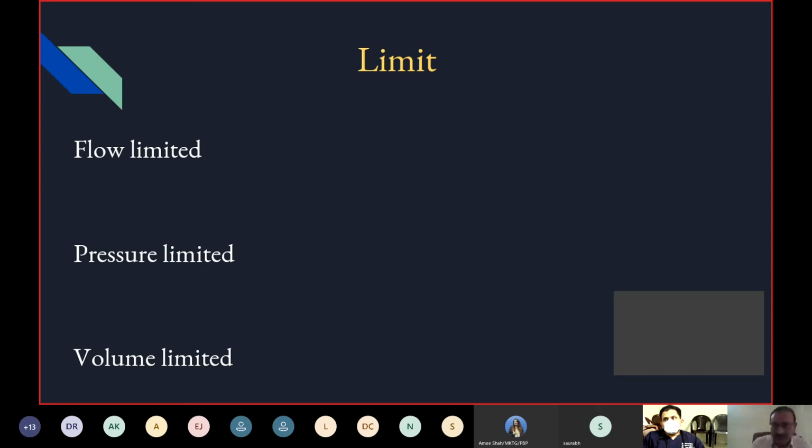It will cycle off depending upon what it is, suppose it is time cycled. Only once it reaches that time, it will cycle off to expiration, but it will limit the flow. If the flow reaches that value, it will limit it. So because of this, you can set multiple limits during the inspiratory phase. You can set the flow, pressure, and volume as limits and continue ventilation, so that it doesn't overdo in between.